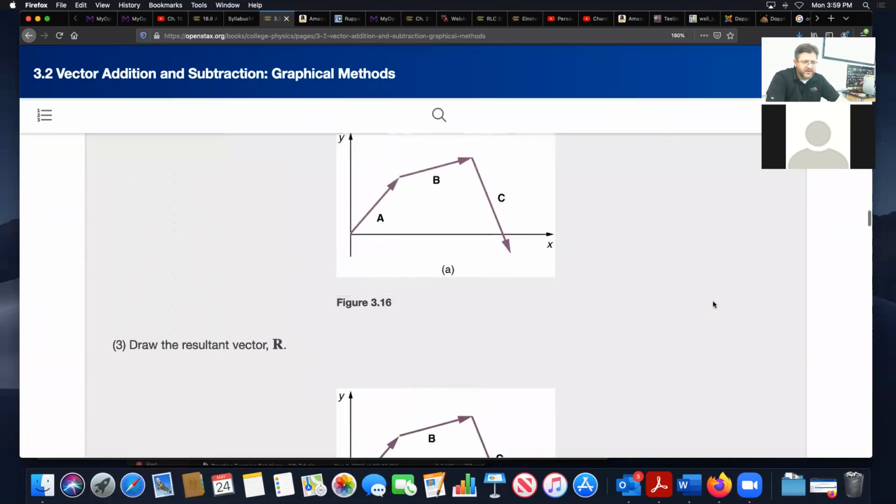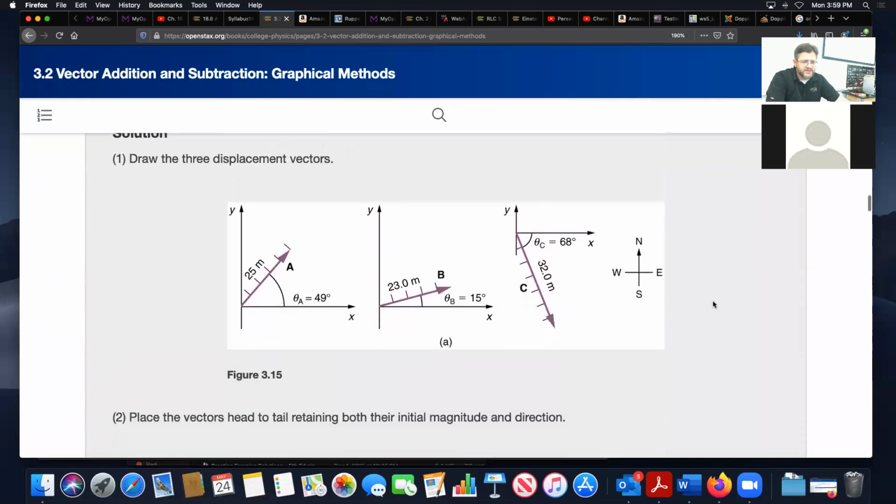So down here, they do this for a lot more complex system where we have 3 vectors that are not necessarily pointing just east and west or north and south, or just in the X, just in the Y. This one's pointing off at 49 degrees. This one's pointing off at 15 degrees, all measured from the X-axis. This one's pointing off at negative 68 degrees from the X-axis.